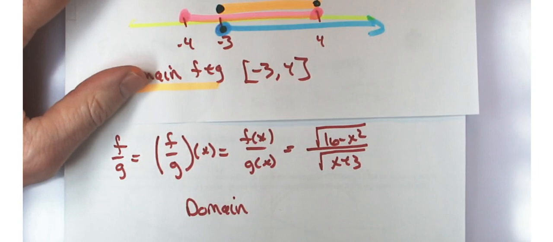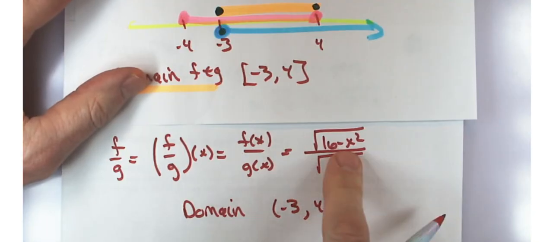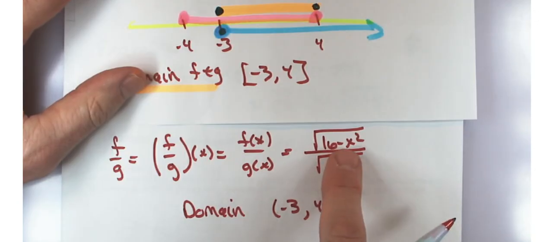Yeah, it means a parenthesis there. So the domain is going to be -3 to 4. I can use a 4. Nothing wrong with a 4. It gives me a 0 here in the numerator. That's okay. You can divide into a 0. You just can't divide by a 0.